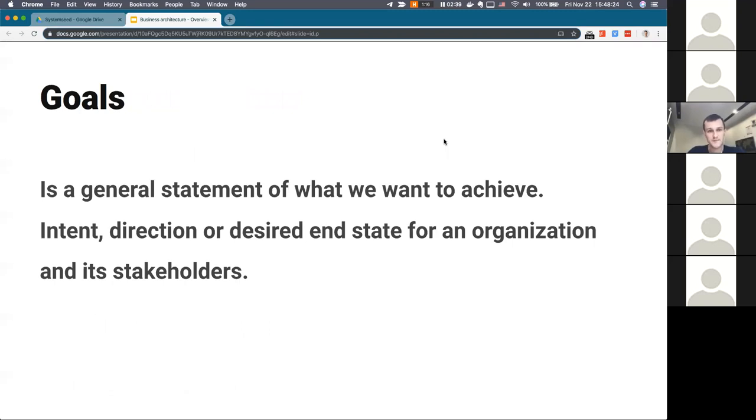Next point is goals. A goal is a general statement of what we want to achieve. This is an intent, direction, or desired end state for an organization and its stakeholders. Goals are the results of the drivers. So, for example, we have a driver, and the goal is, as a result, something measurable. This is a kind of step, an intention: which goals should be defined to react to these drivers.